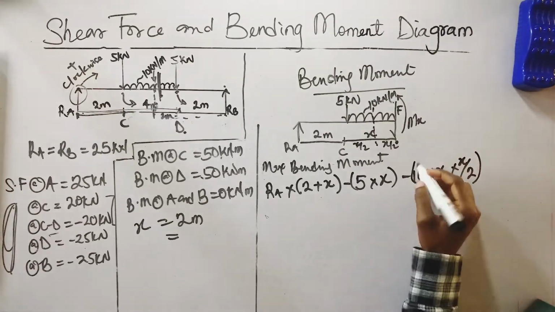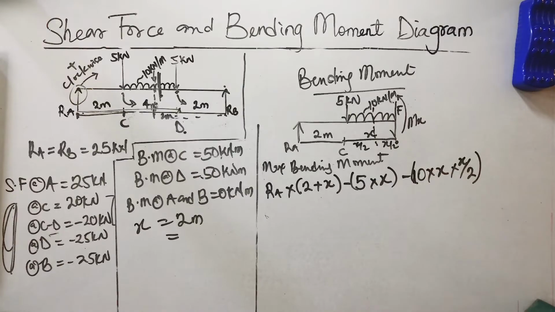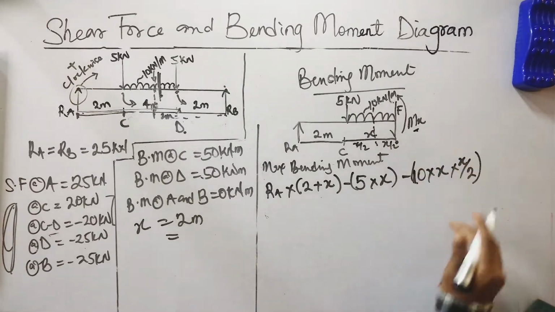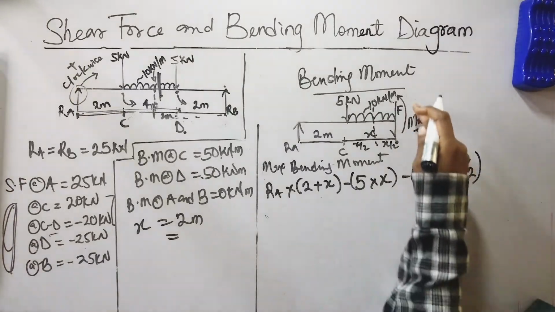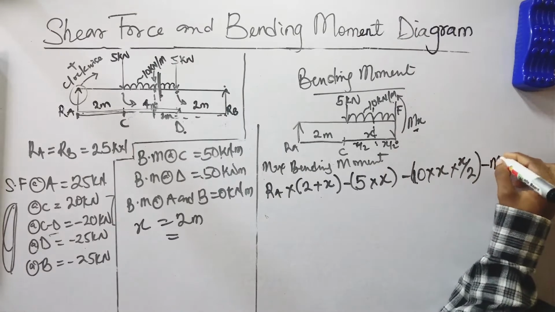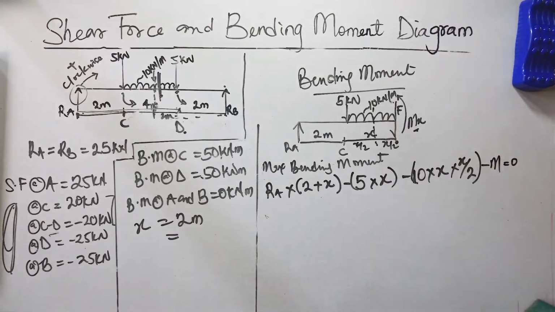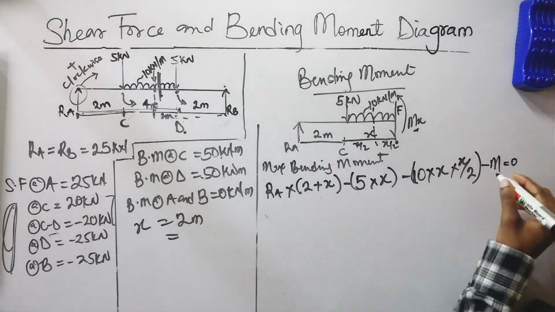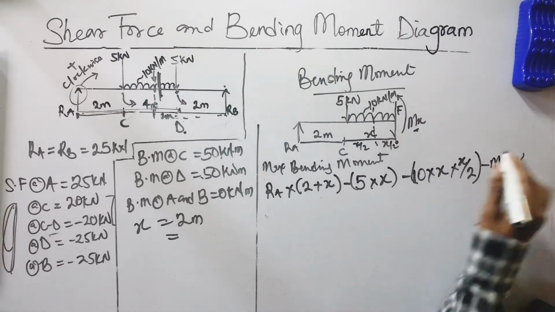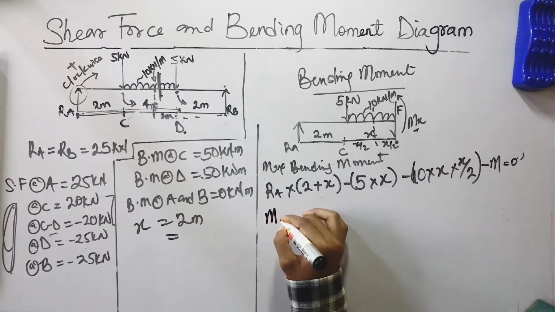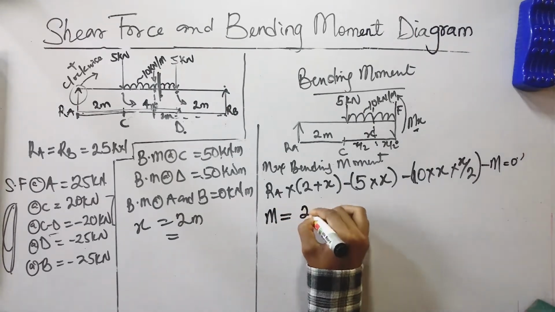Then it will act at the middle, dividing the span into 2 equal parts. So you have x over 2, so 10 times x over 2. And then you have the moment, which is a negative one. So you have minus M is equal to 0. So this is the equation for bending moment. Now, resolving this, we have to take M to the other side.